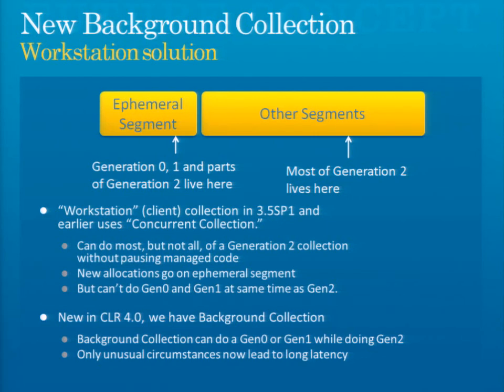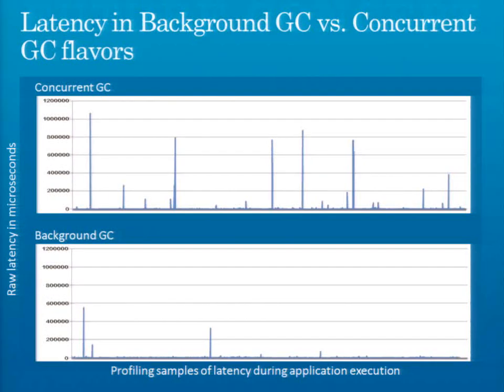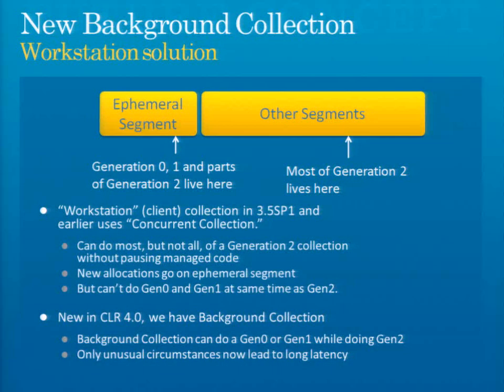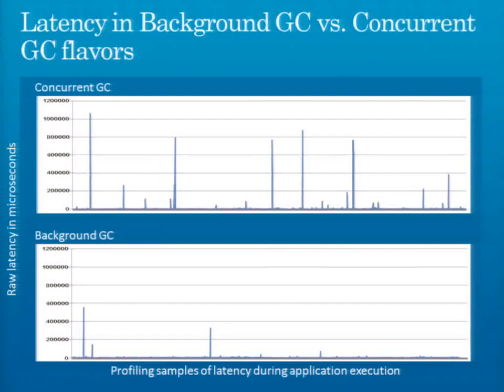Right? So despite being able to do a bunch of stuff in the background, it wasn't all that uncommon to run into situations where you'd have to wait for the large segment, the Gen 2 collection, to finish. And what we added in CLR v4, oops, there's the punchline. What we added in CLR v4 is our background collection, where we can do a GC on the ephemeral segment even while we're doing a GC up here.